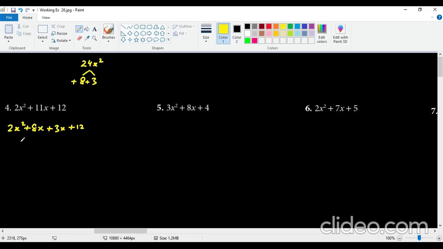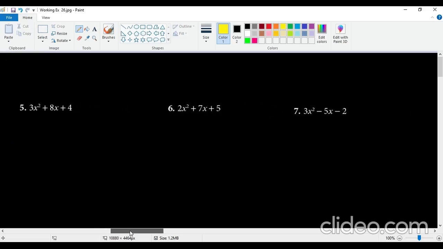Now factorizing this, I will get 2x, x is common, or better, write 2x is common, and x plus 4 in the first bracket. Copy this down as it is and write this once again, and plus 3 you need to write here to get a second factor. So 2x plus 3 is going to be one factor, and another factor is going to be x plus 4. Moving on to question number 5.